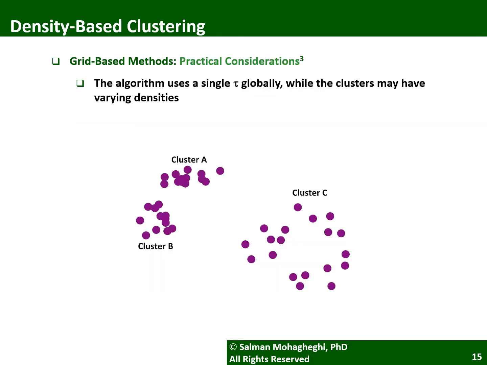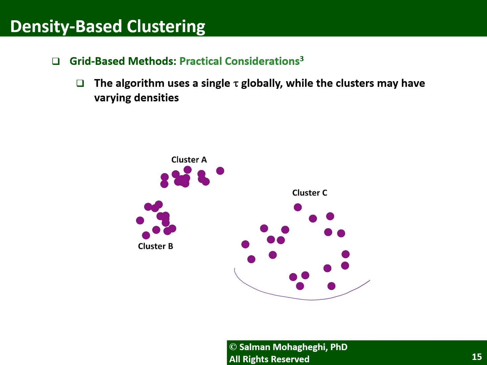One of the practical considerations related to grid-based methods is that typically when you choose a tau, you choose it globally. So that density threshold is defined for the entire data set. This might actually be a little bit problematic, as you can see in this diagram. For example, if tau is very high, C, this cluster here, which is very sparsely populated and not dense at all, might be missed completely, might be denoted as noise.